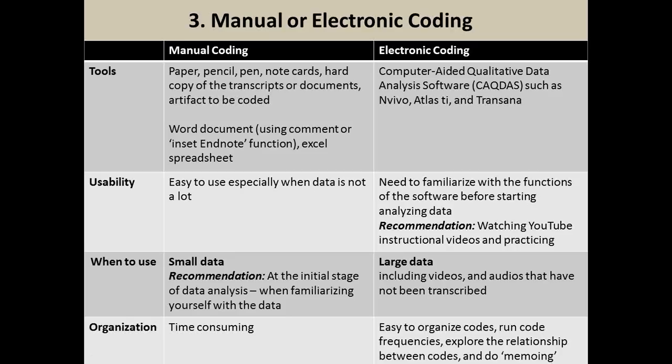And for the electronic one, we have many types of software that you can use. One of them is Vivo. Another one is Atlas TI, and you can choose one of them and use it for analyzing your data. When it comes to usability, as you all know, paper and pencil or using Word is so easy because we already know how to use Microsoft Word. But for the electronic one, you have to familiarize yourself with the tool.